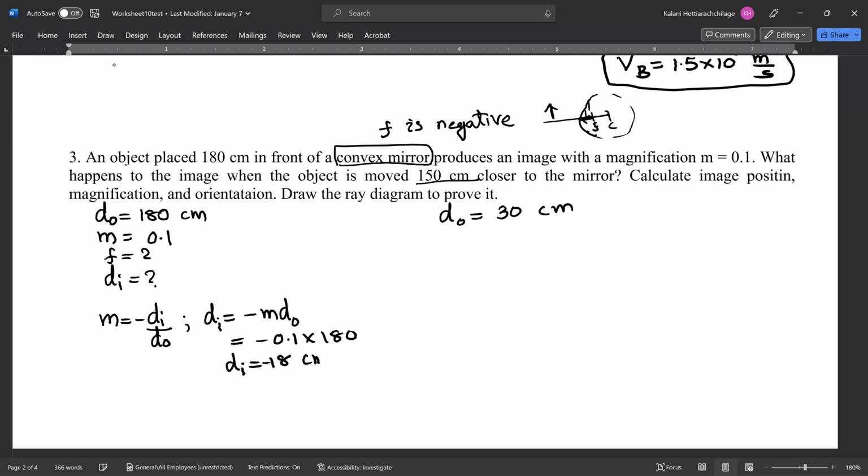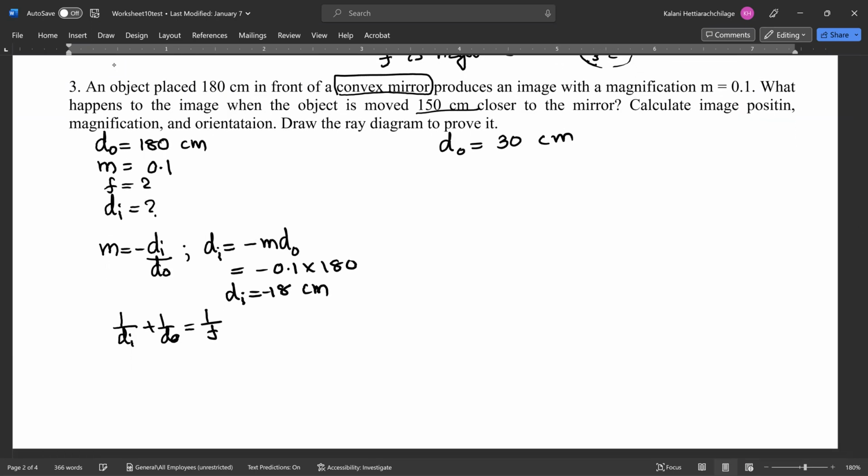negative 18 centimeters, right? As soon as you calculate DI, you can go to the mirror formula: 1 over DI plus 1 over D naught equals 1 over F. So now I can calculate F. Now I have negative 1 over 18 plus 1 over 180 equals 1 over F. Calculate F from this, and I get F equal to negative 20 centimeters. That is correct, because since I have a convex mirror, I can see my F is negative, surely.